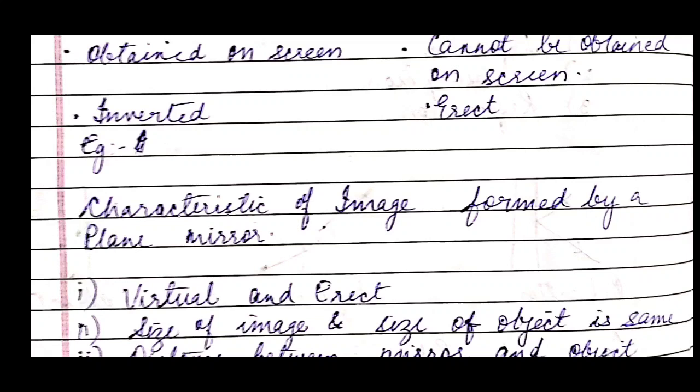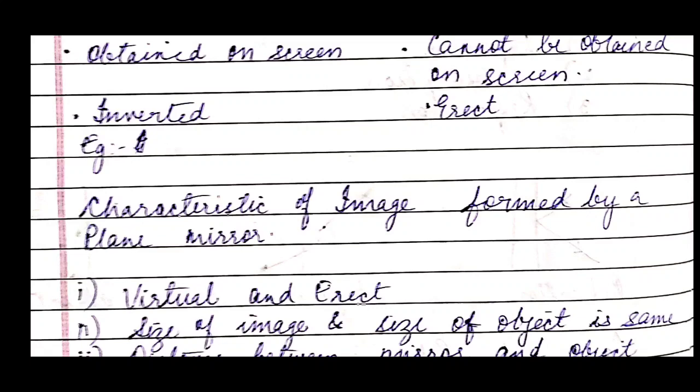An example of a real image is the image that is captured on the cinema hall screen. For a virtual image, as I told you, the plane mirror forms one. We can take an example of the mirror in our houses. It forms an erect and straight image, so that is a virtual image. Now in this chapter we will learn about plane mirrors and spherical mirrors: how an image is formed in a spherical mirror and how an image is formed in a plane mirror.